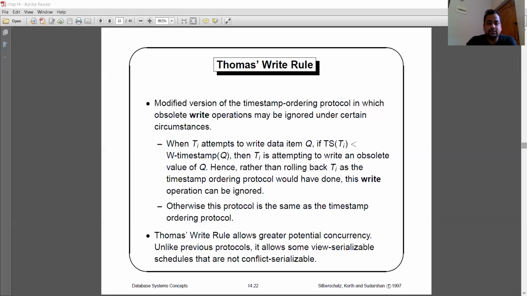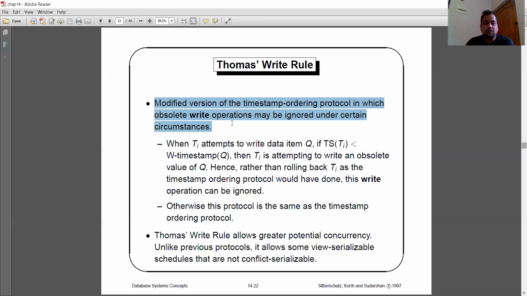Okay. Next we will move to the Thomas-Write rule. What exactly does the Thomas-Write rule discuss? It is a modified version of the timestamp ordering protocol in which you can ignore an obsolete write operation in certain circumstances. So the Thomas-Write rule is a part of that timestamp ordering in which we ignore some of the operations.